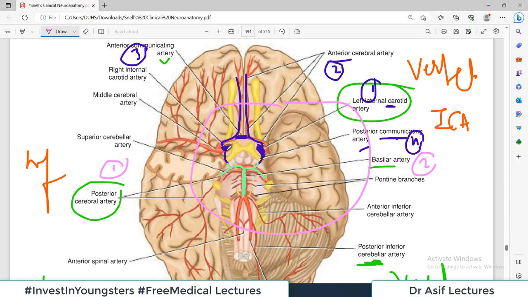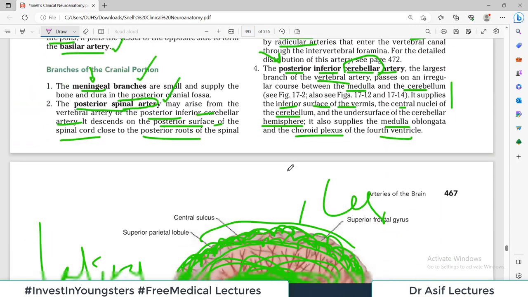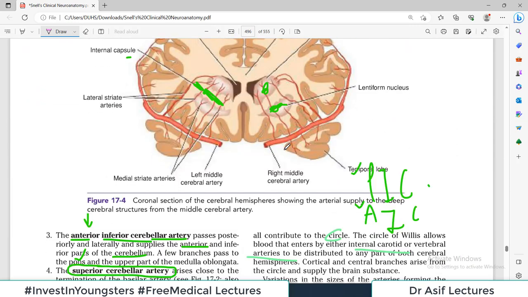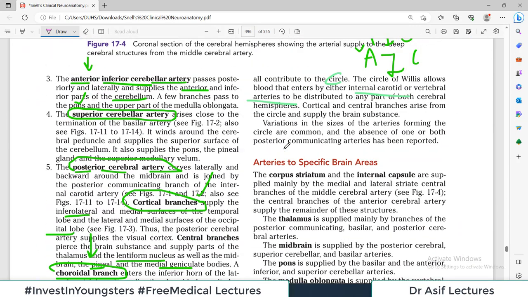Ab hoga kya, dekhen hoga ye ki agar kisi wajah se internal carotid mein yahan blockage hai, then no problem, ye wala blood jo basilar se aa raha hai, ye is blockage ko bypass karke it will supply the blood. So that sort of stuff is very very important. So anastomosis ka purpose yahi hota hai ki agar koi ek channel block ho to dusra channel chal raha ho. That's the beauty of anastomosis.